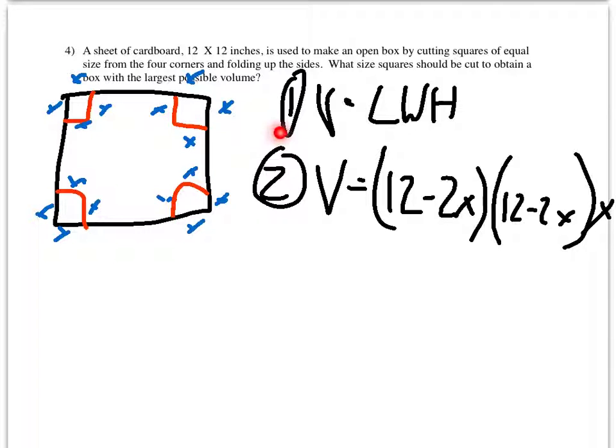Next one, largest possible volume is what we're trying to find. So here's the volume equation: length times width times height. The length and the width are the same in this problem since they're both 12 inches.